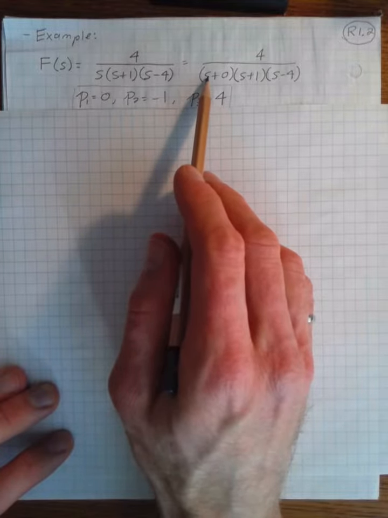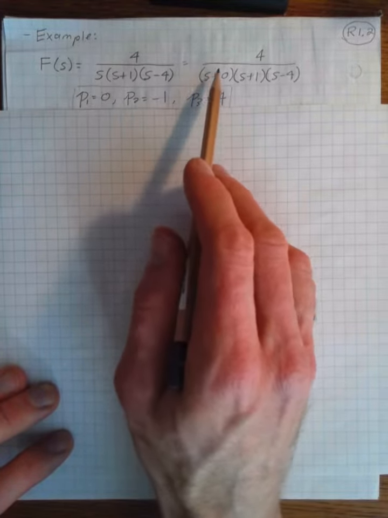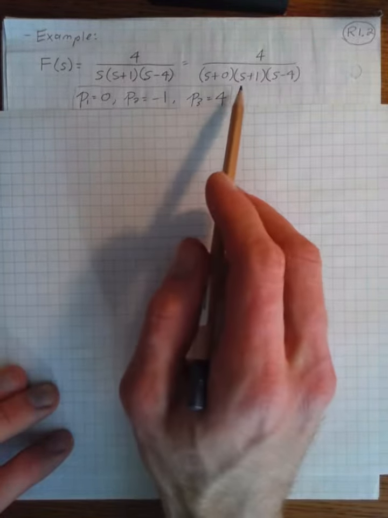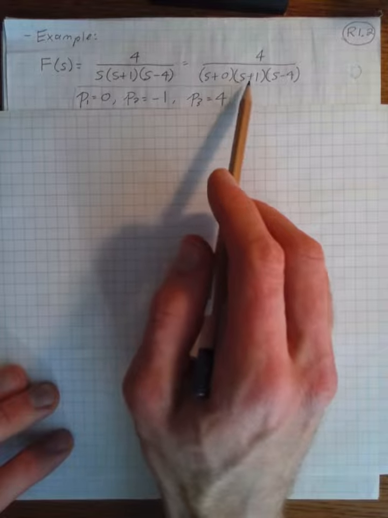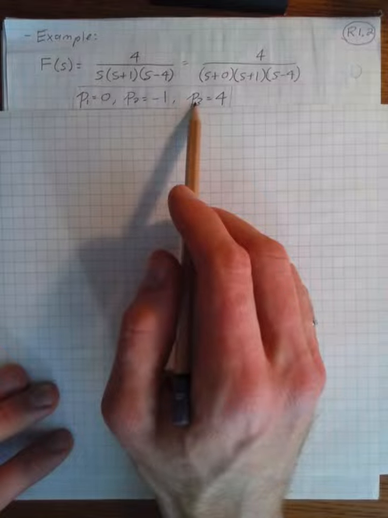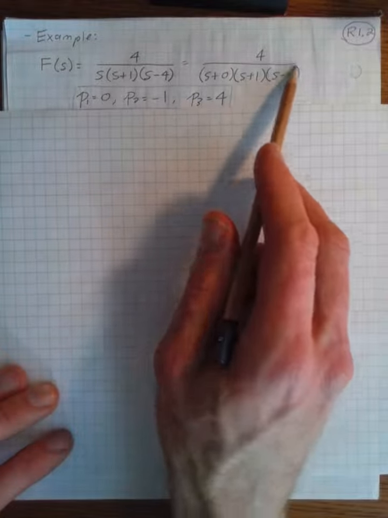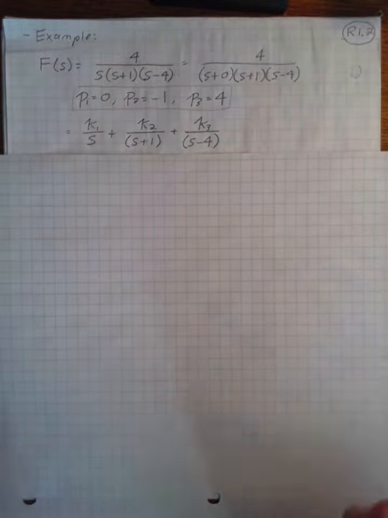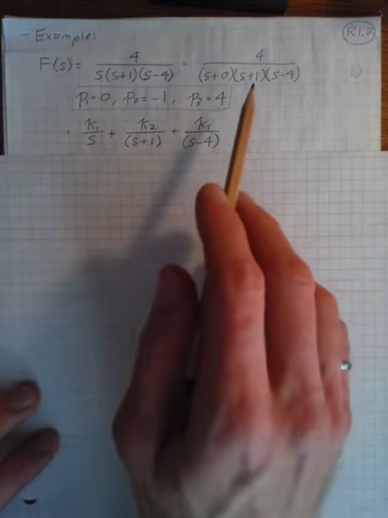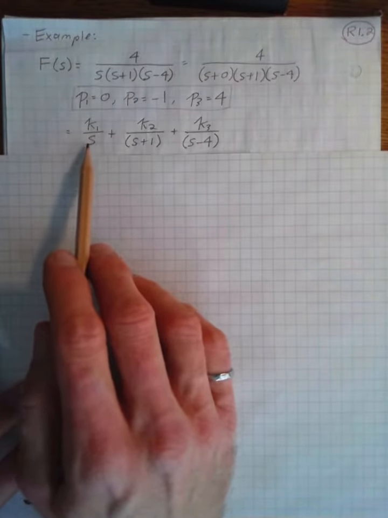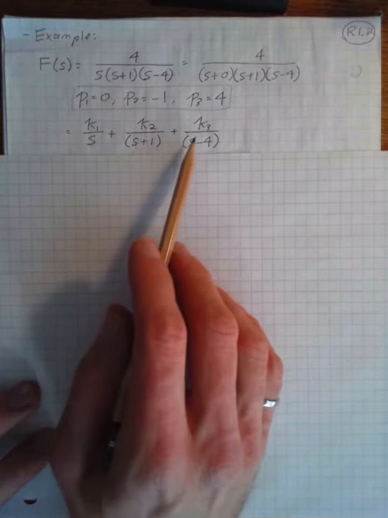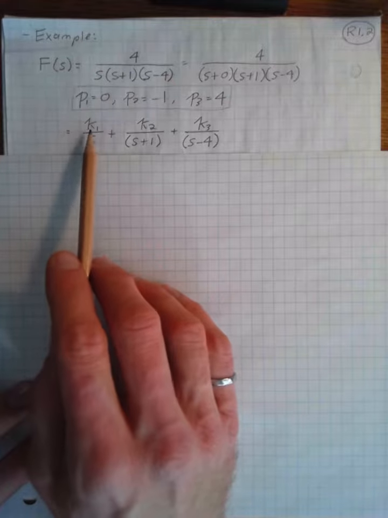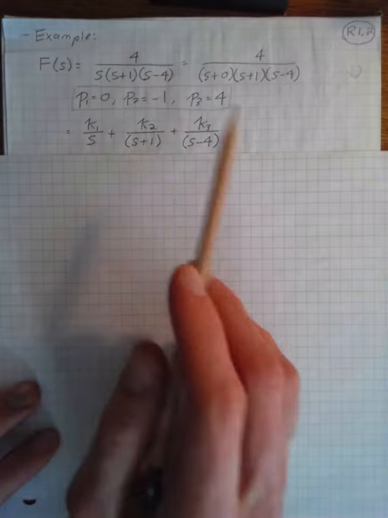So if we have s equal to 0, this term goes to 0, and the function goes to infinity. Our second pole, p2, is equal to minus 1. That causes this term to go to 0. And the third pole, p3, is 4, which causes that term to go to 0. And so our objective is to write this equation as k1 over s plus k2 over s plus 1 plus k3 over s minus 4. And the purpose of partial fraction expansion, again, is to determine these 3 constants.